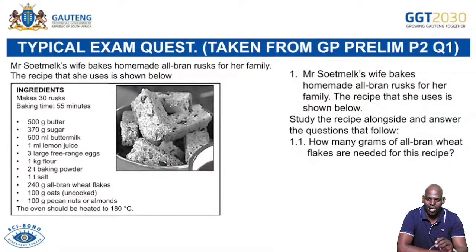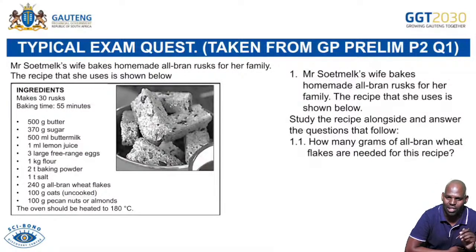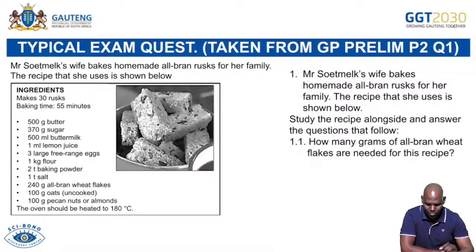Boys and girls, I always say question 1 consists of the easiest questions that you can get across the question paper. So you can see this was taken from question 1. It should be very, very easy. But don't take it for granted, because we want you to get all the easiest questions correct, so that when you get to the challenging questions, you have already gathered enough marks. Those questions that you think are very, very easy, make sure that you get all of them correct. By the time you get to the challenging questions, at least you've got your 30%. How many grams of all-bran wheat flakes are needed for this recipe?